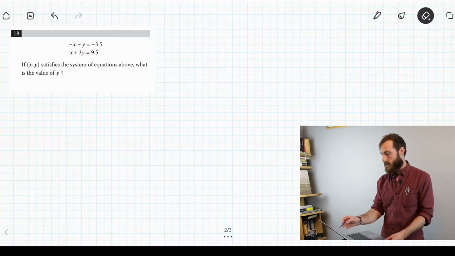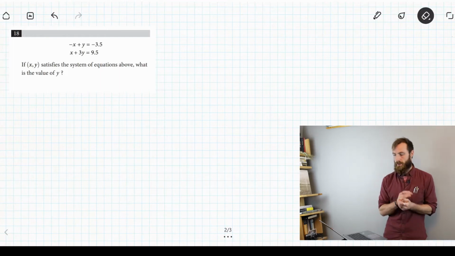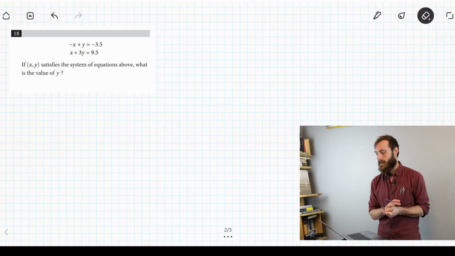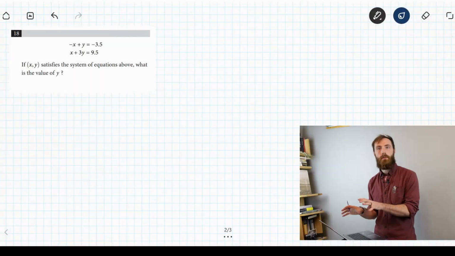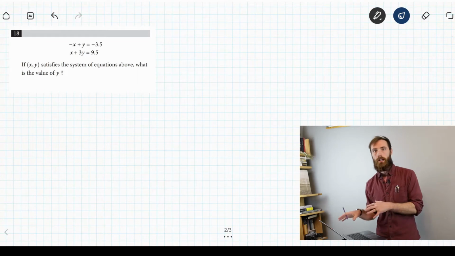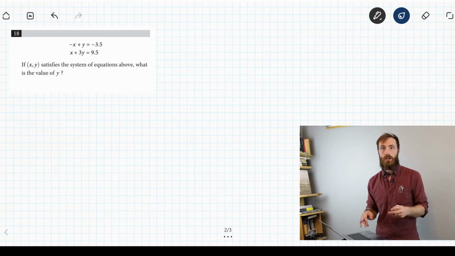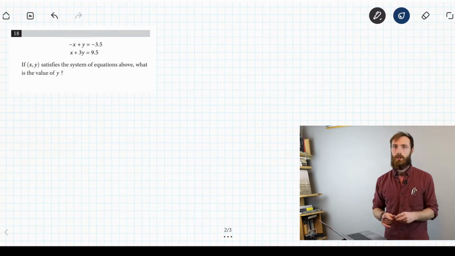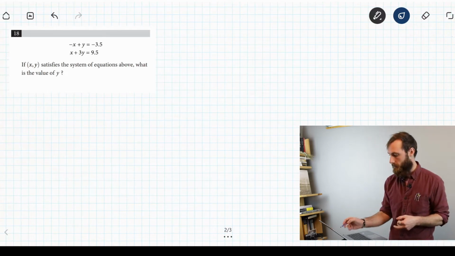This first question, let's read it out. We'll assess what we notice, and we'll get a game plan. The equations are negative x plus y equals negative 3.5, and then x plus 3y equals 9.5. If you remember from pre-algebra or early algebra how to solve this, maybe pause the video now and do so. All right, but if you're not as familiar, or if you want to check how you did, let's just see how we might tackle this.